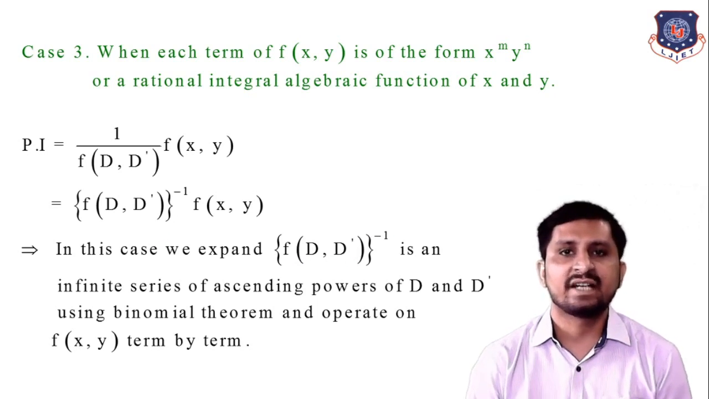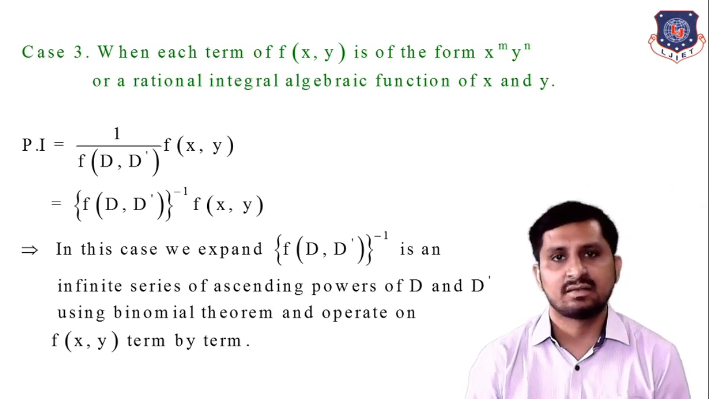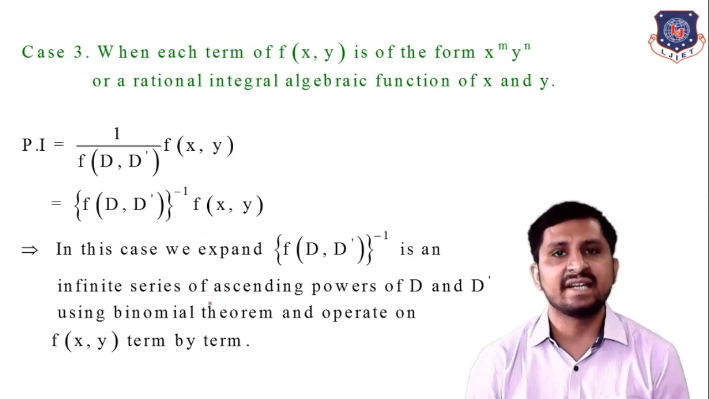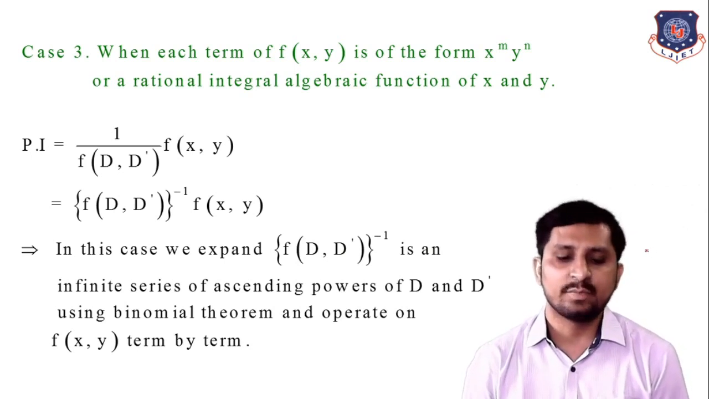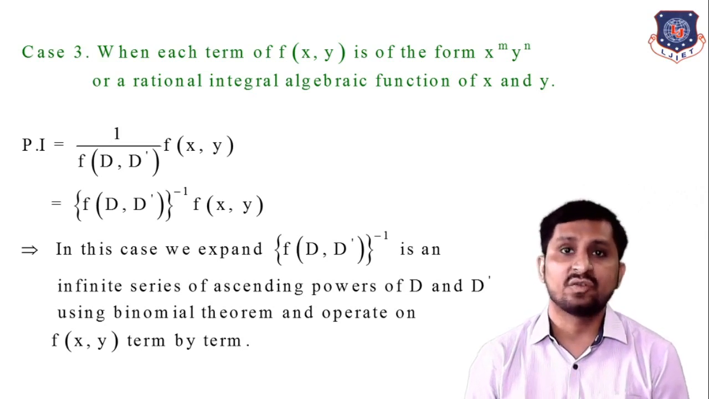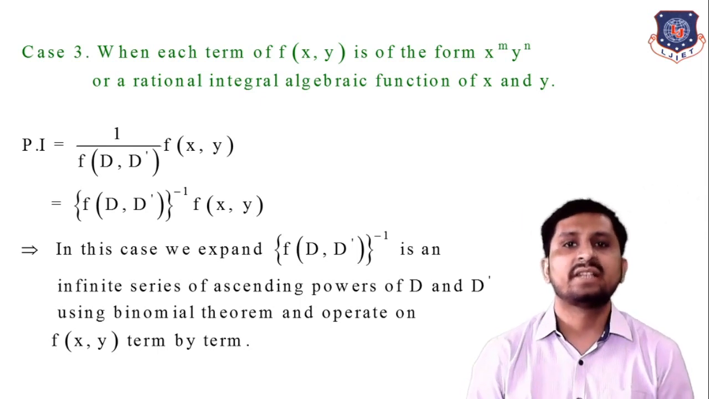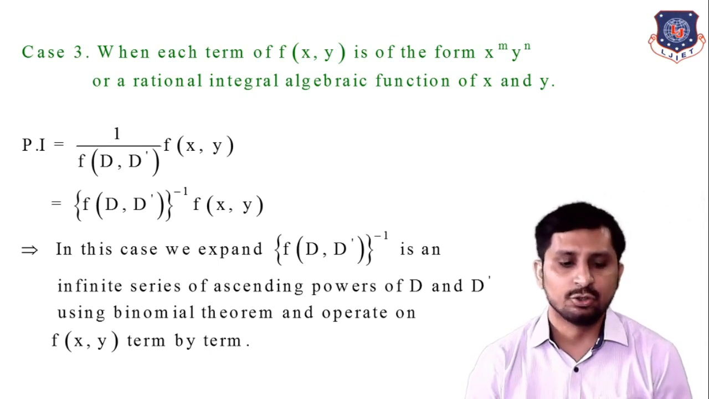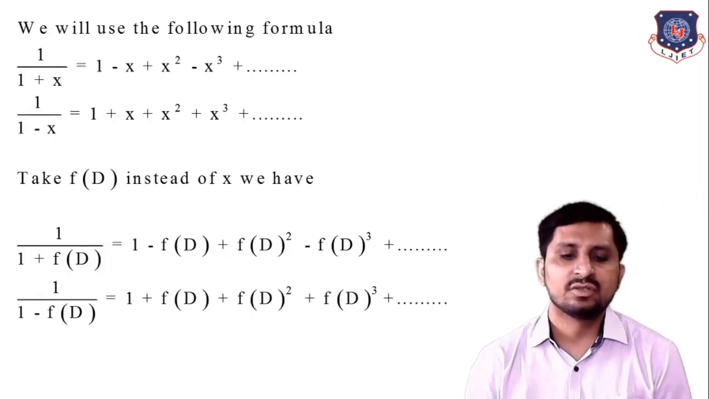That means we know that 1 upon f of D, D dash, we can write as f of D, D dash inverse, right? And we expand f of D, D dash inverse as an infinite series of ascending powers of D and D dash using the binomial theorem, and operate on f of xy term by term. Okay, so this is our method to solve case 3, and for that you have to apply these two rules. Let me show you these two rules that you have to apply. We will use the following formula.